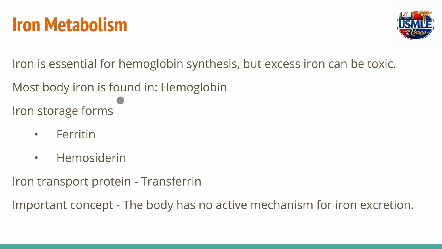Iron is essential for hemoglobin synthesis, but it must be tightly regulated because excess iron is toxic. Most iron in the body is found in hemoglobin. It is stored as ferritin and hemosiderin and is transported in the blood by a transport protein called transferrin. An important concept is that the body does not have an active mechanism to excrete iron.